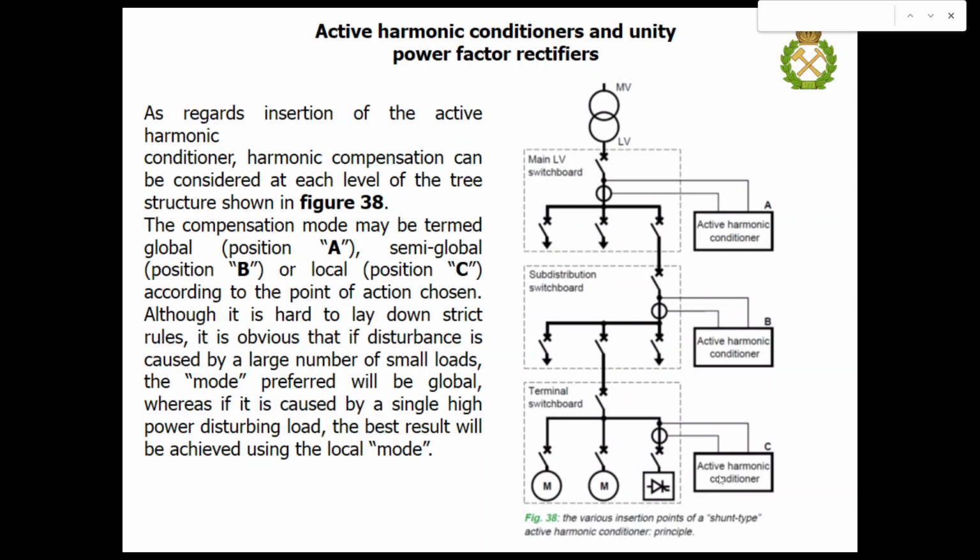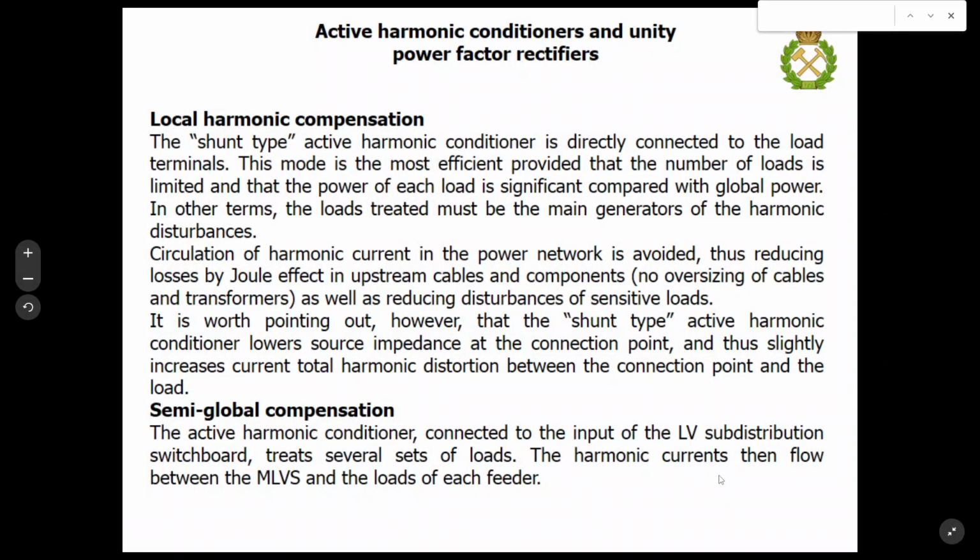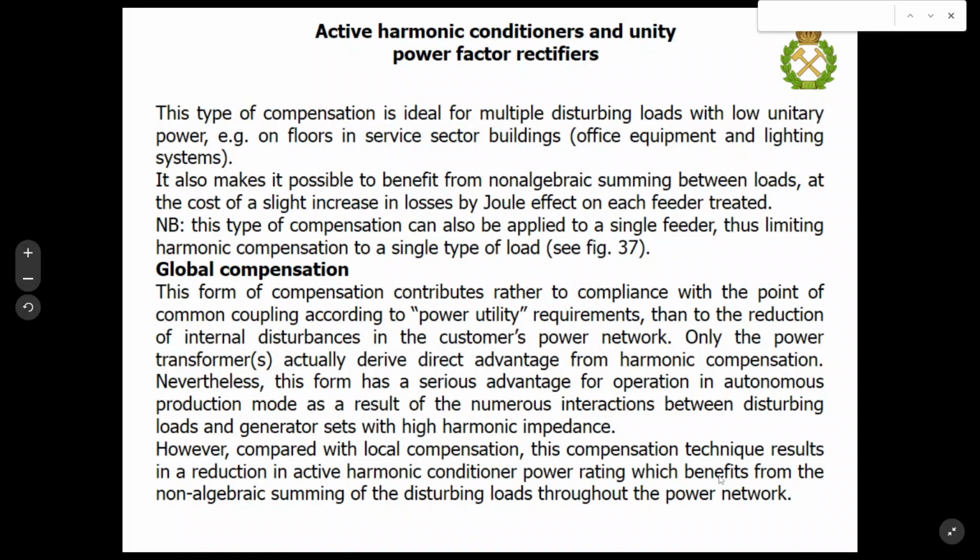Here you may see the global mode of correction, semi-global mode of correction, and the local mode of correction, depending on the place of installation of our active filter. And here you may see the main features of such modes. For example, local harmonic compensation, semi-global compensation. Here you may see some summary of advantages and disadvantages of each mode of harmonic compensation.